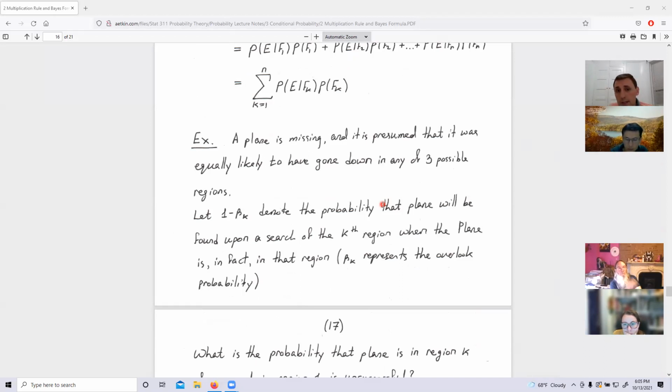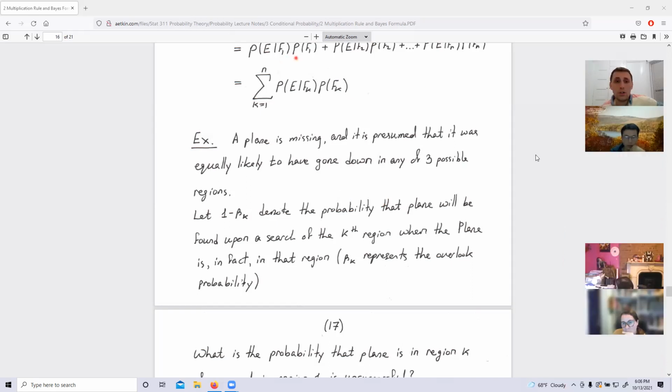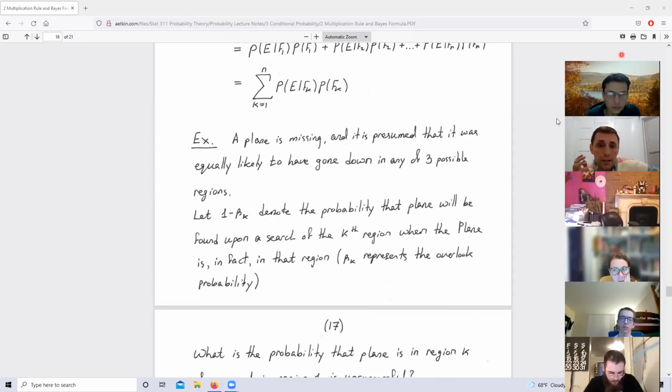So imagine that a plane is missing, and it is presumed that it was equally likely to have crashed in any of 3 regions: region 1, region 2, and region 3. Yes? And those regions are not all easy to search to the same extent. Some regions are very difficult to search, some very easy. Imagine something crashes in a forest, maybe it's harder to find it, or in a mountainous area, much harder, as opposed to a field, a big flat piece of land. So when you search a place, there is a chance that you will not find it, even if it's there. Do you agree? So that is determined, I suppose, statistically.